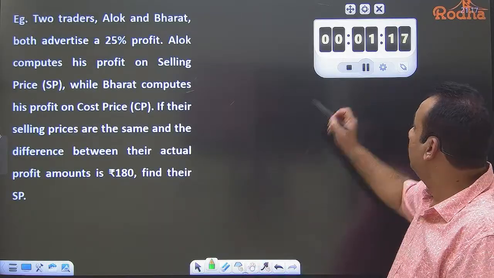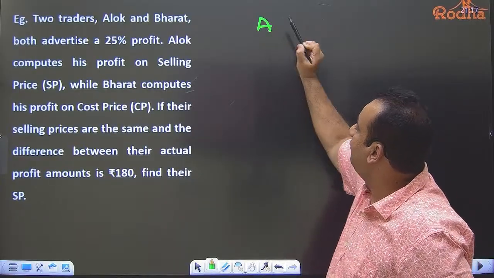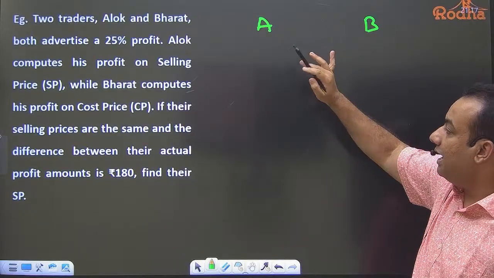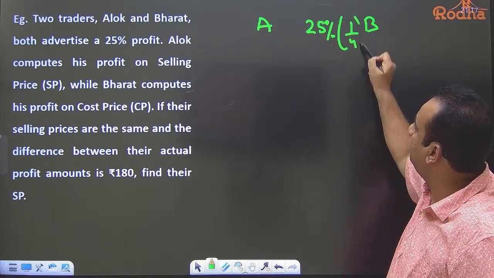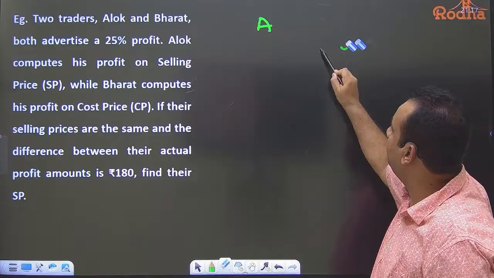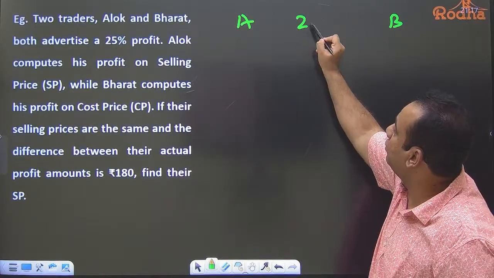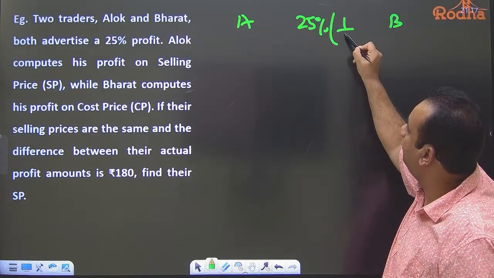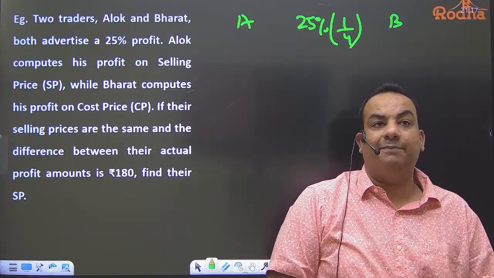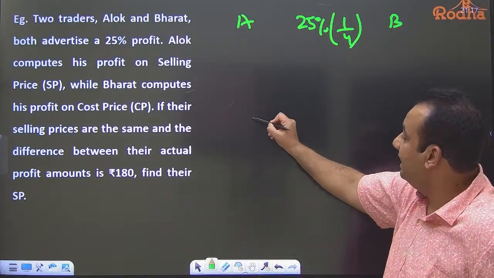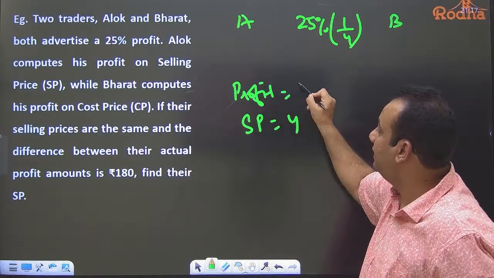Now see this. What is given in the question is that there are two traders, Alok and Bharat. I'm writing A for Alok, B for Bharat. Both are saying that they are earning a profit of 25%. 25% is what? 1 by 4. But the difference is Alok is computing his profit on selling price. So Alok is saying if selling price is 4, then his profit is 1. It means CP is 3.